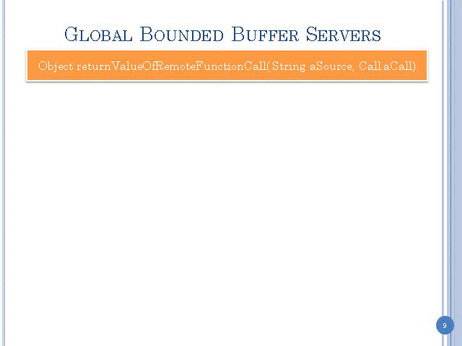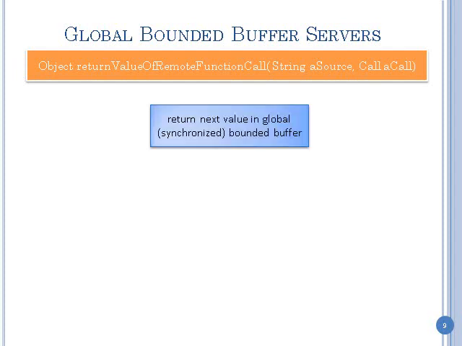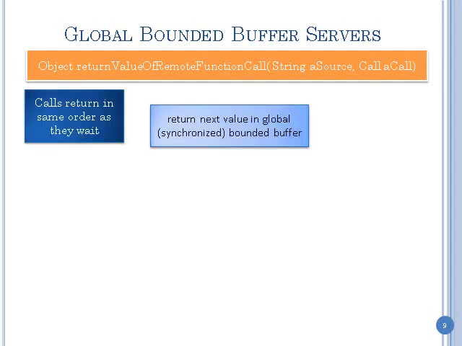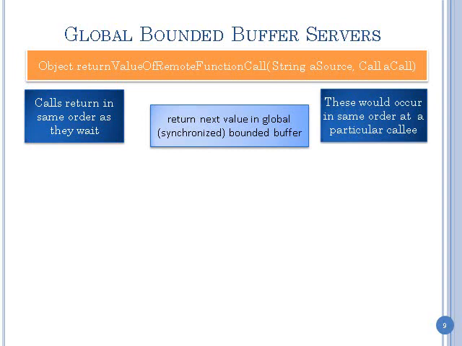One for each client, because their threads are executing in parallel. Yeah, but each client can only have one method call outstanding to any particular server. That's true. But it could be serving calls, right? So return next value in global synchronized bounded buffer. We do know that calls return in the same order as they wait under my semantics. But that's at a particular callee.